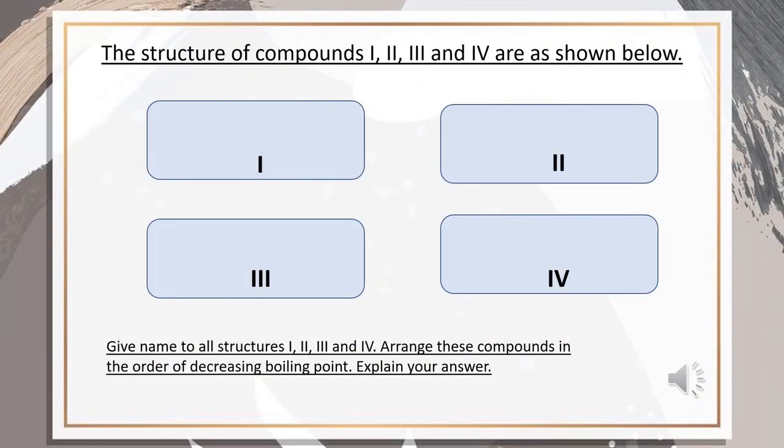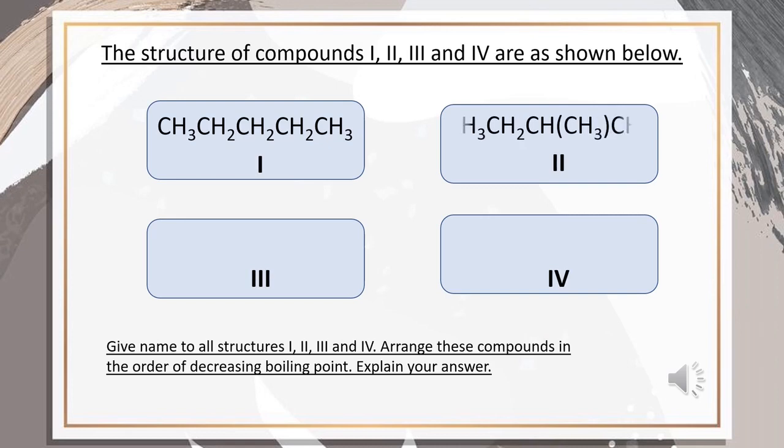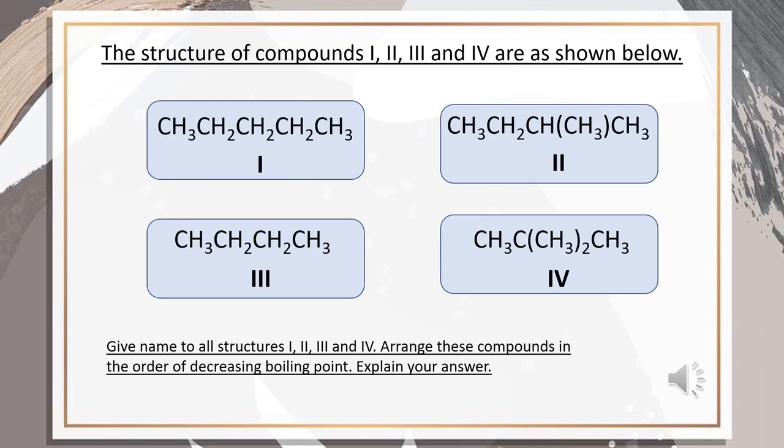There are 4 structures of compounds, 1, 2, 3 and 4, shown below. So this is compound number 1, compound number 2, compound number 3 and lastly compound number 4. Give names to all structures 1, 2, 3 and 4 and arrange these compounds in the order of decreasing boiling point and explain your answer.